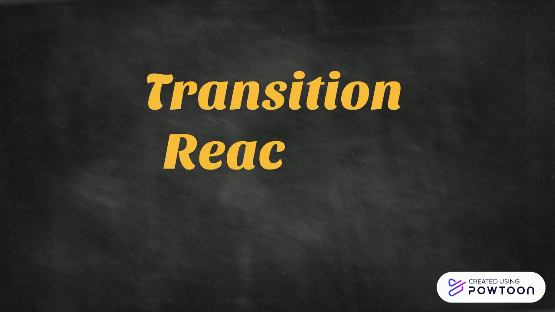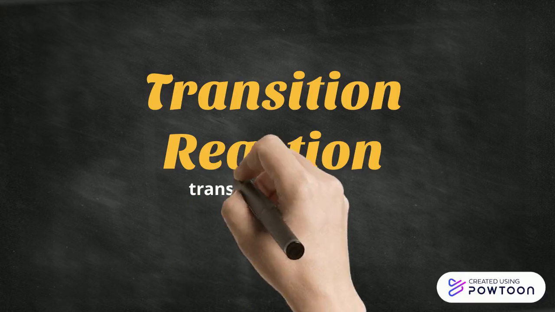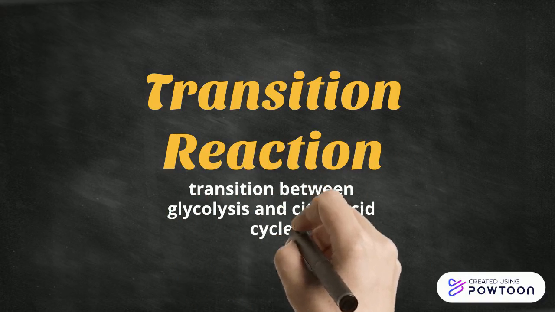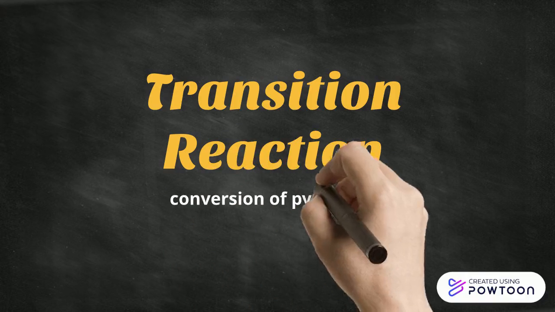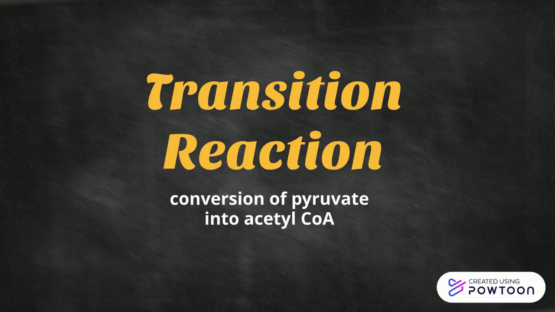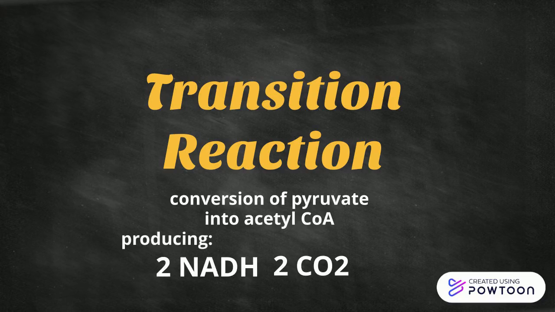After glycolysis, the transition reaction takes place. This is the transition between glycolysis and the citric acid cycle. It involves the conversion of pyruvate into a 2-carbon acetyl group that will attach to coenzyme A to form acetyl-CoA, producing 2 molecules of NADH and 2 molecules of carbon dioxide. In short, this is the conversion of pyruvate to acetyl-CoA.